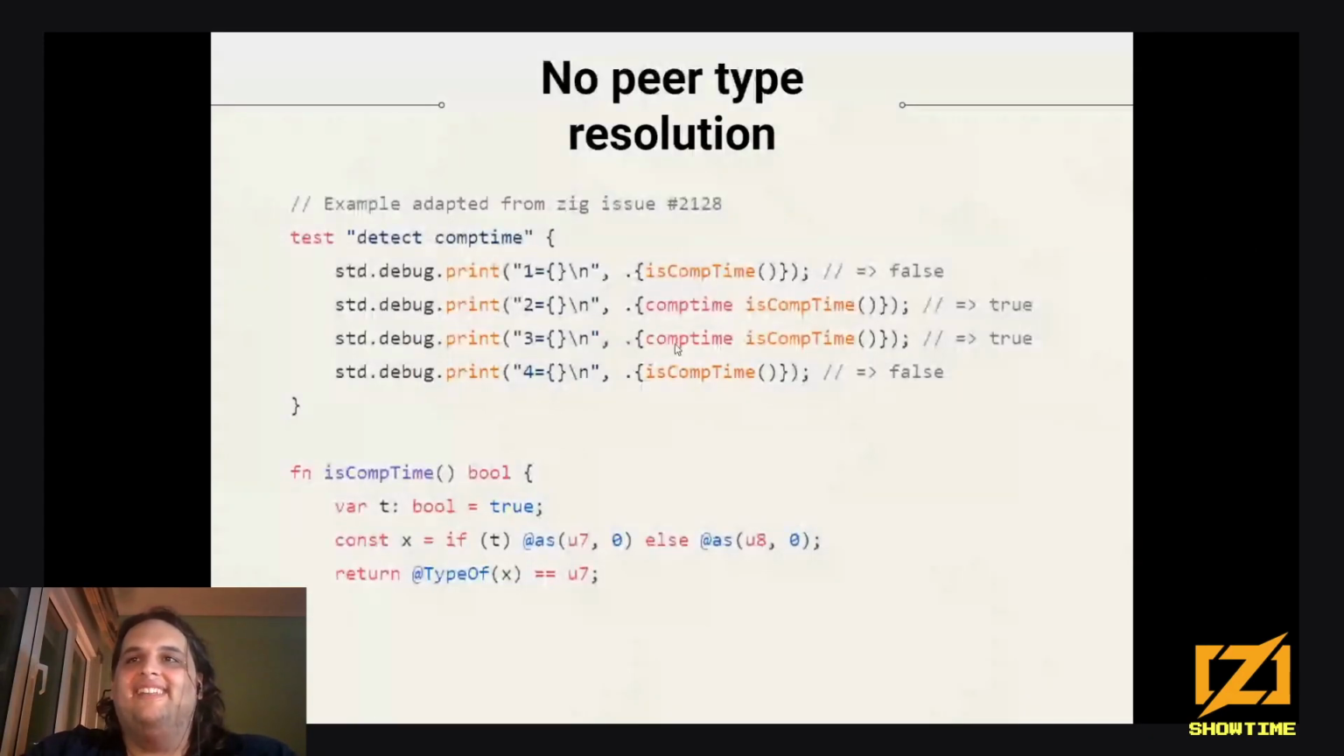Here's a very fun use of this bug. This code Andrew wrote in this issue takes advantage of these semantics and can actually detect if we are in a comp time context or in a runtime context. You can do this very easily by just returning a different type in an if expression and checking what the final type is.